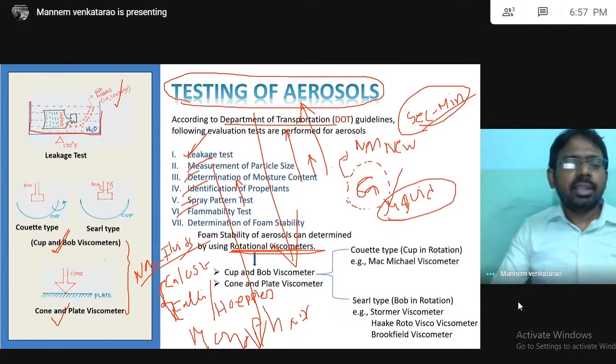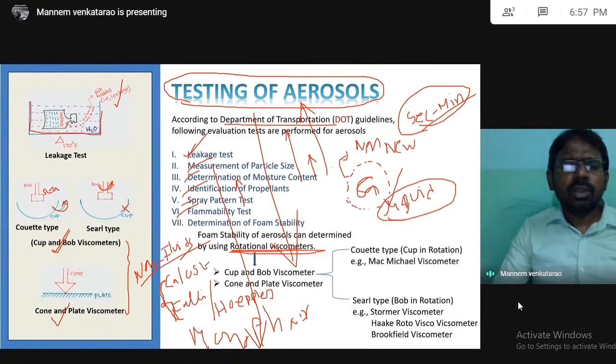Okay, next. In cup and bob and cone and plate, one component will be in rotation. For example, here observe bob and cup. Cup is rotated, bob is stationary. Whereas here bob is rotated, cup is stationary. So out of two components, one component is in a rotational state. That's why they are called rotational viscometers. Instead of mentioning cup and bob, cone and plate, you can just say rotational viscometer, which can measure the viscosity of non-Newtonian fluid.